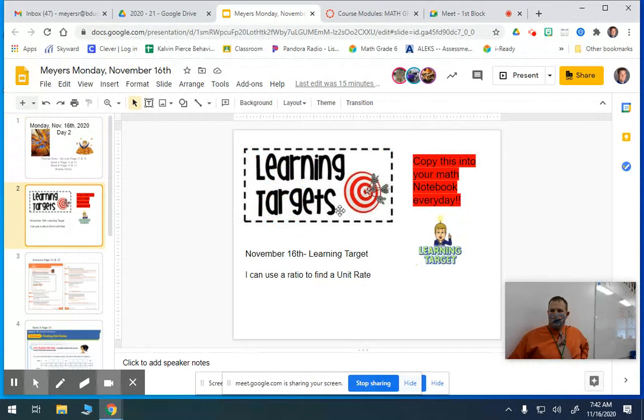And here's our learning target for today. So get your math notebooks out, and we'll get our learning target written down. So we're going to take that ratio, and we're going to find a unit rate. We're going to take the fraction. We're going to find out how much per 1.